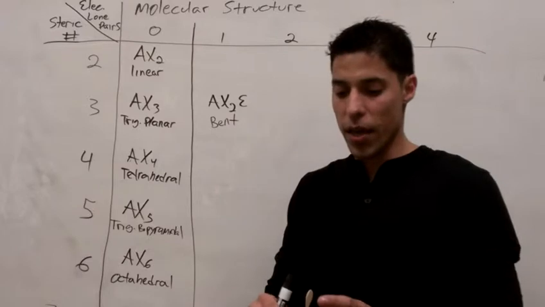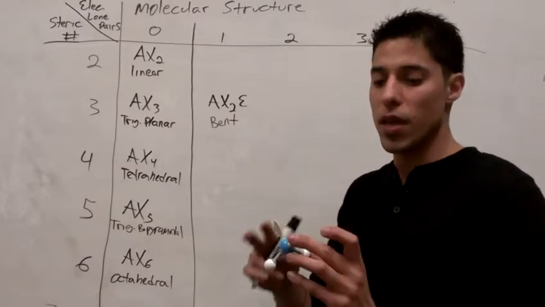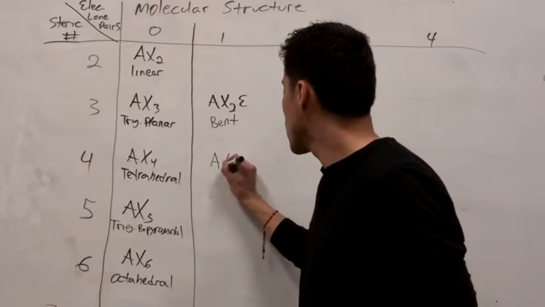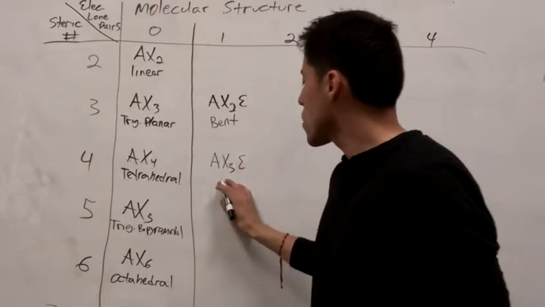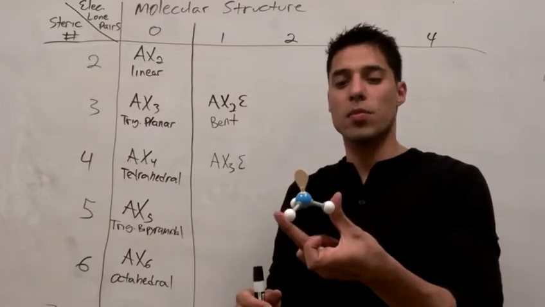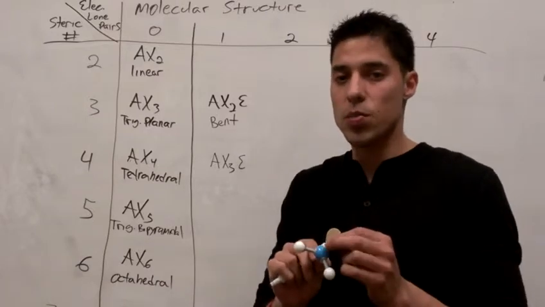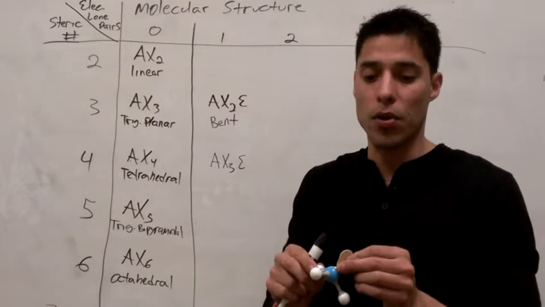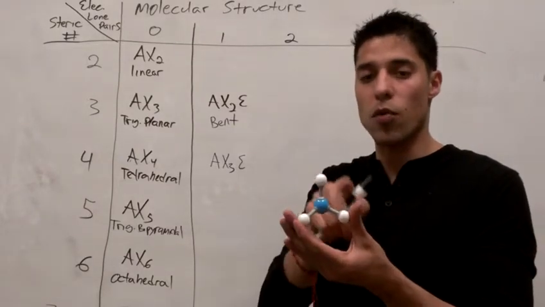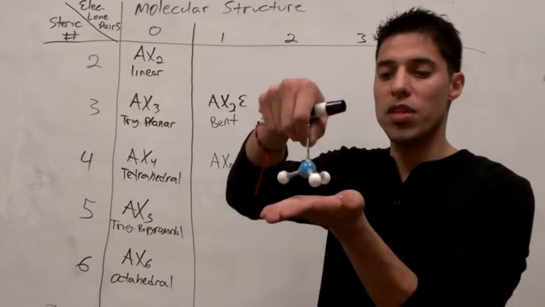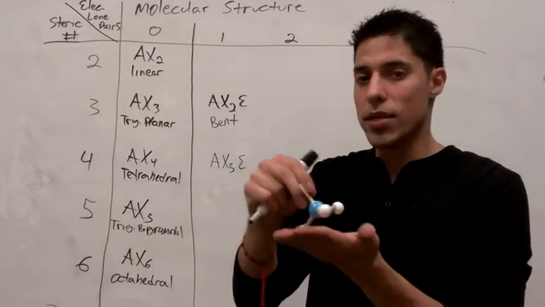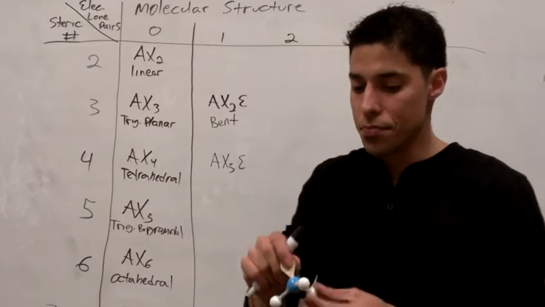Alright, the next molecule we're going to look at is going to have an AX3E1 configuration. So that's going to be a steric number of 4. We're going to have a molecule that looks something like this. The name of this molecule is trigonal pyramidal. We get this name because if we look at it on this plane, we form a triangle. But if we flip it over this way, it forms somewhat of a pyramid. So hence the name trigonal pyramidal.